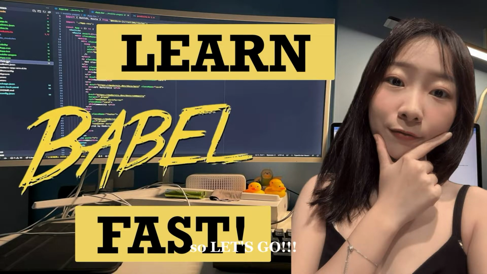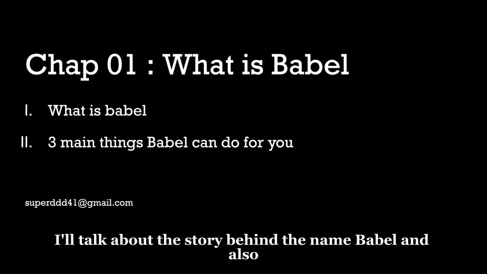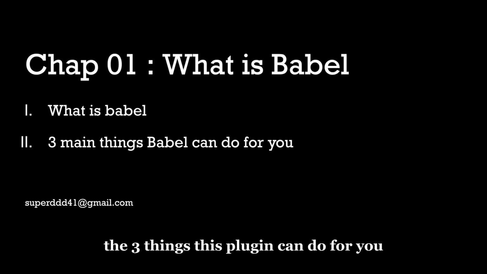So let's go! In chapter 1, I'll talk about the story behind the name Babel and also the 3 things that this plugin can do for you. Babel was originally called 625, as the name implies, ES6 to ES5. But later, with the evolution of the ES standard with ES7, ES8, etc., the name of 625 is no longer appropriate, so it was renamed Babel.